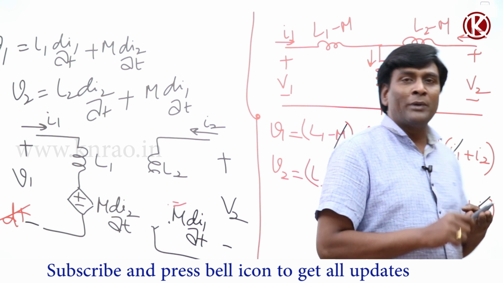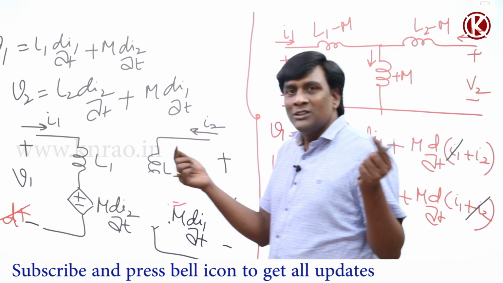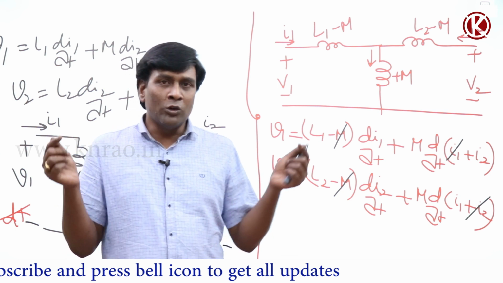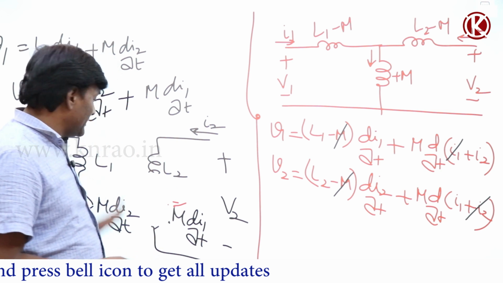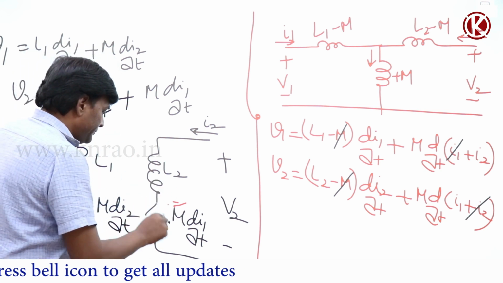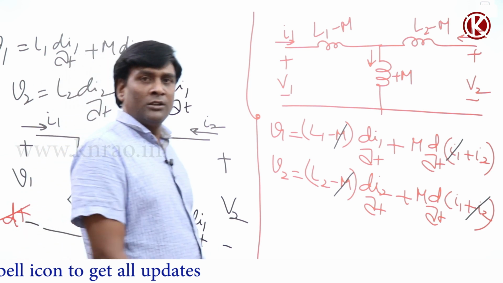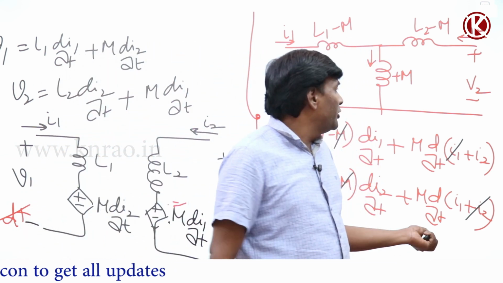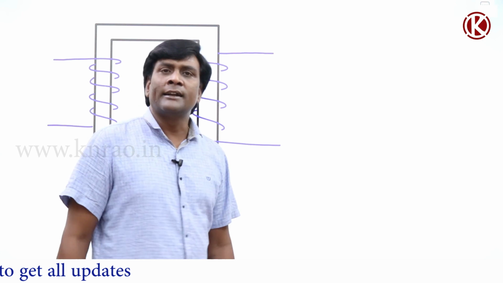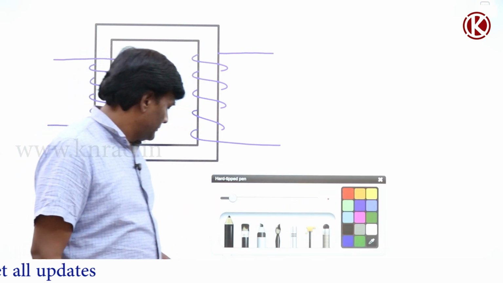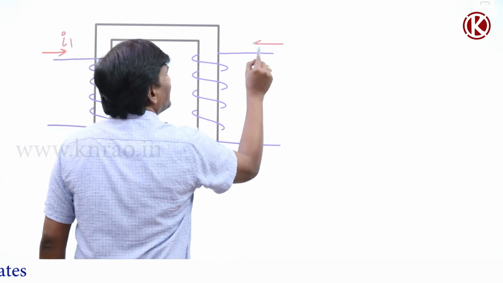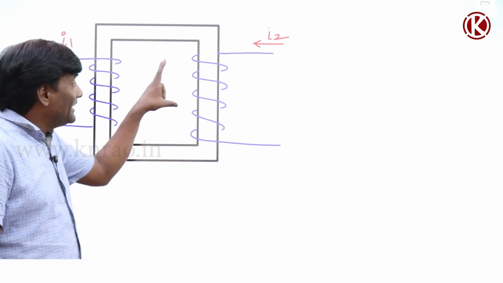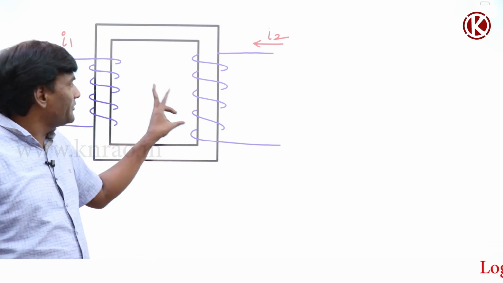In this case, flux 2 and flux 1 are aiding, or else I can say both currents are entering into the dots. I can consider this as a model, or I can consider this as a model, which is the dependent source one. If it is opposing, if flux 2 and flux 1 are opposing, what will happen? Let us see. If I2 is entering and I1 is entering here, then if you observe, the sense of the winding is reversed, the direction of the winding is reversed.